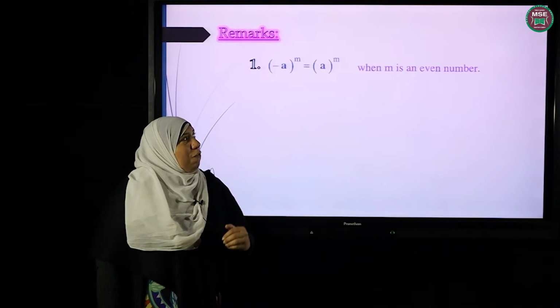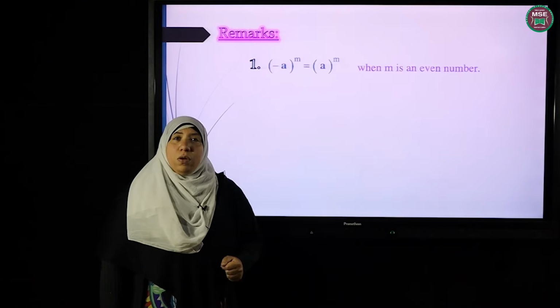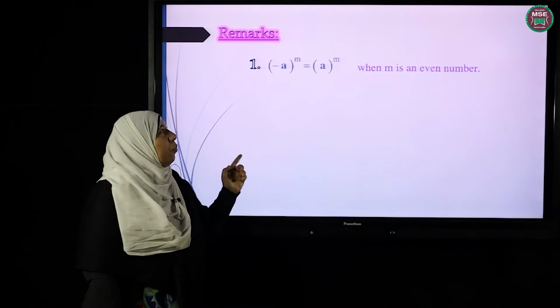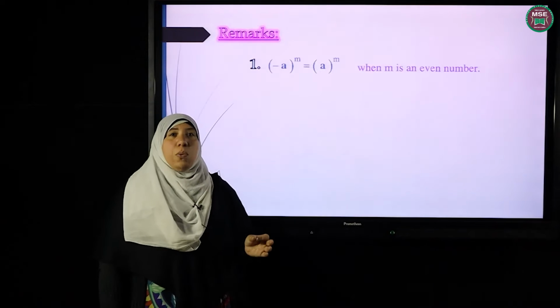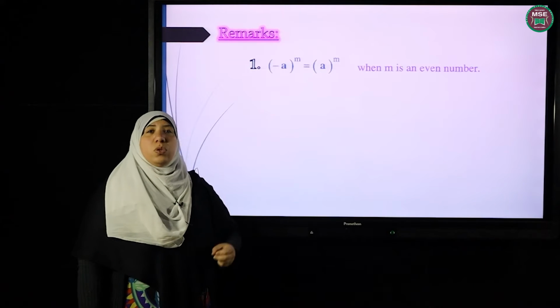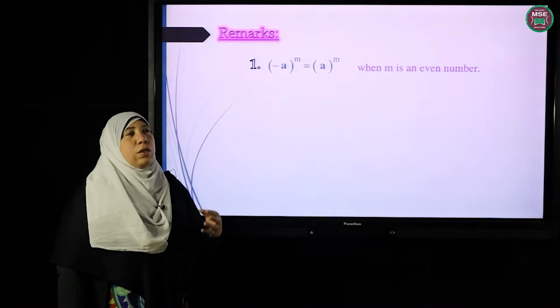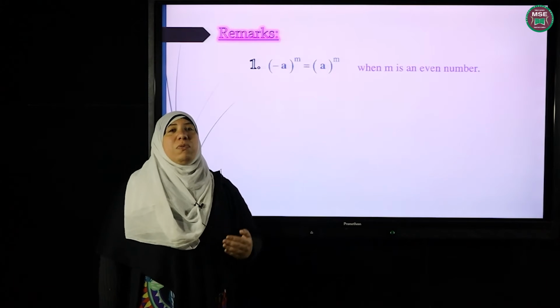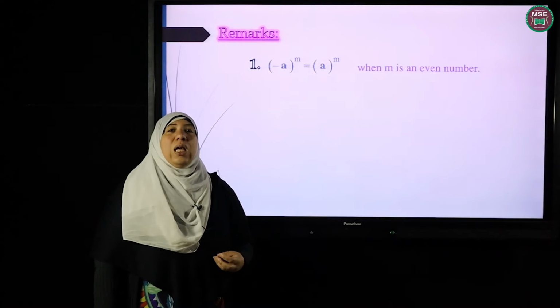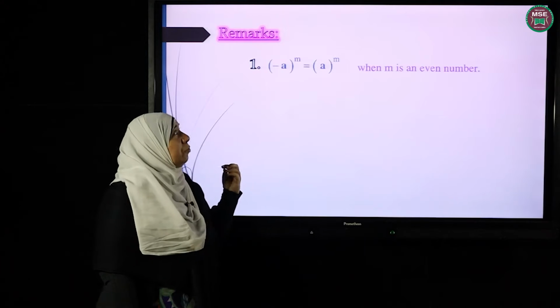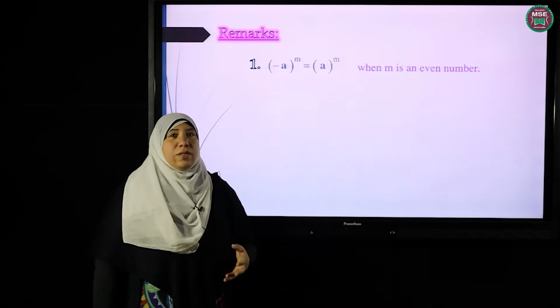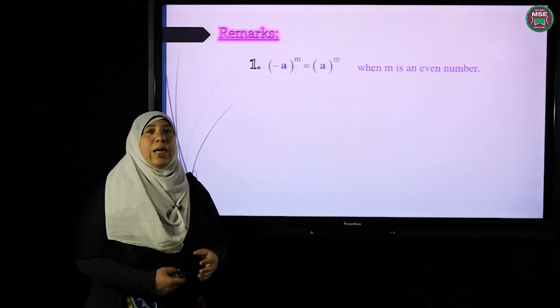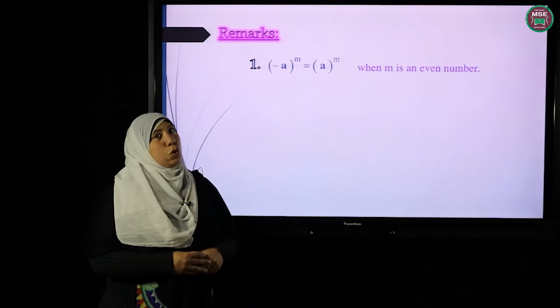If m is an even number, it will remove the negative. So if I have negative 2 raised to power 2, it will be 2 power 2. Negative 4 raised to power 8, it will be 4 power 8. So any even power removes the negative. Why is that? Because you know that any negative number multiplied by itself, we know that.